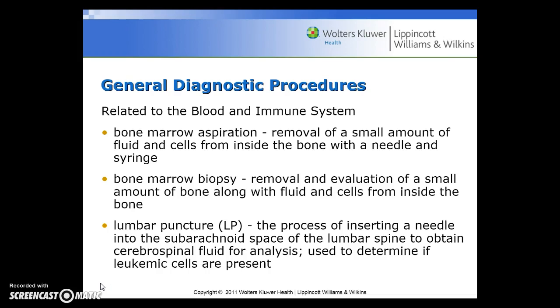Some procedures related to the blood and immune system are a bone marrow aspiration. That's where we remove a small amount of fluid and cells from inside the bone with a needle and a syringe. A bone marrow biopsy is a removal and evaluation of a small amount of bone along with fluid and cells from inside the bone. And an LP or a lumbar puncture, that's the process of inserting a needle into the subarachnoid space of the lumbar spine, and it obtains cerebrospinal fluid for analysis, and it's used to determine if leukemic cells are present.